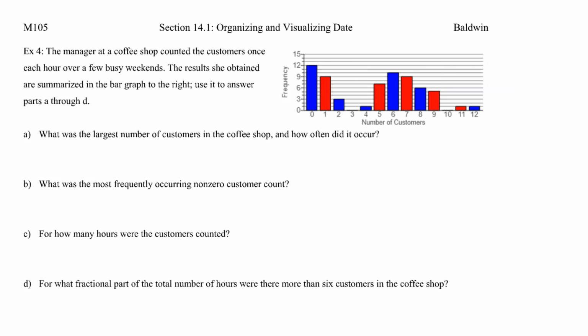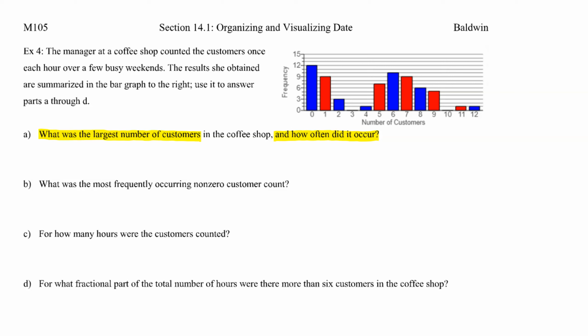Part A says, what was the largest number of customers in the coffee shop and how often did it occur? So we notice this is a two-part question. Part 1, what was the largest number of customers? Part 2, how often did it occur? When we look at the bar graph, the horizontal axis is the number of customers that they found to be in the store as they took count over the course of the weekends. And on the vertical axis is the frequencies. So how often did they find that particular number of customers to be present in the store?